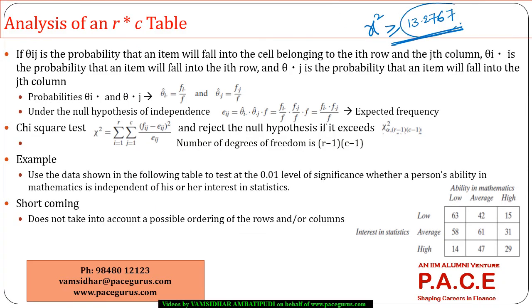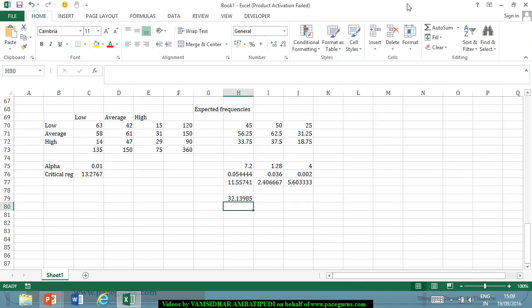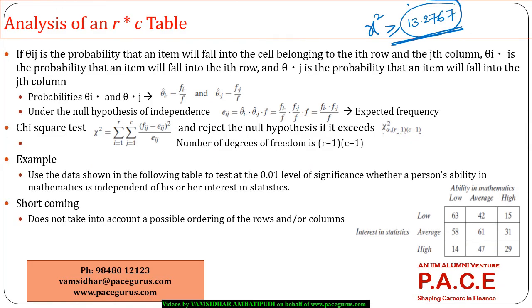The chi-square distribution with 0.01 level of significance and 4 degrees of freedom is 13.27, whereas my computed statistic is 32.139. So this value is greater than 13.27, so I can reject the null hypothesis. So there is some kind of a relationship existing between people who have ability in mathematics versus their interest levels in statistics. So they are not fully independent. That's how we can look at an R by C table and make conclusions regarding the possible relationship between two variables within a particular sample of data.